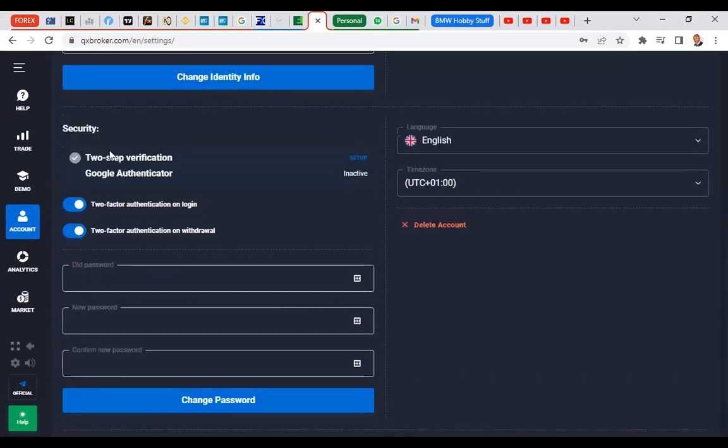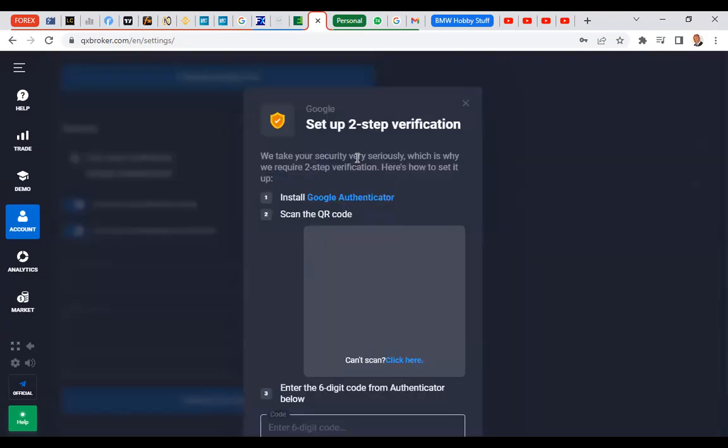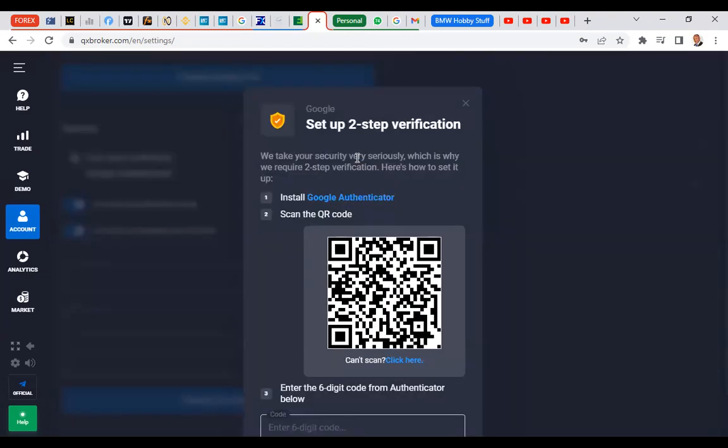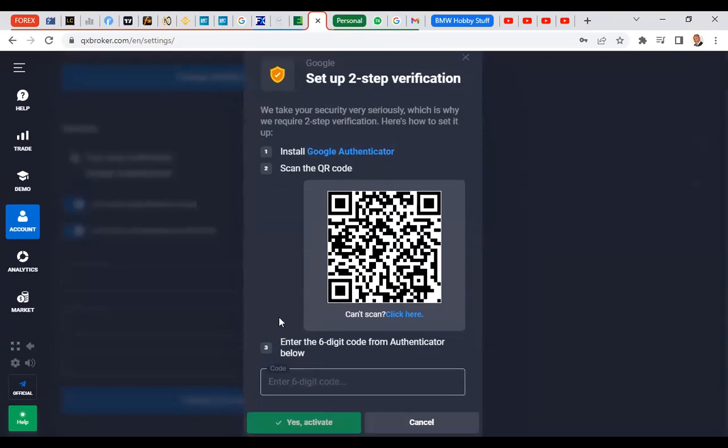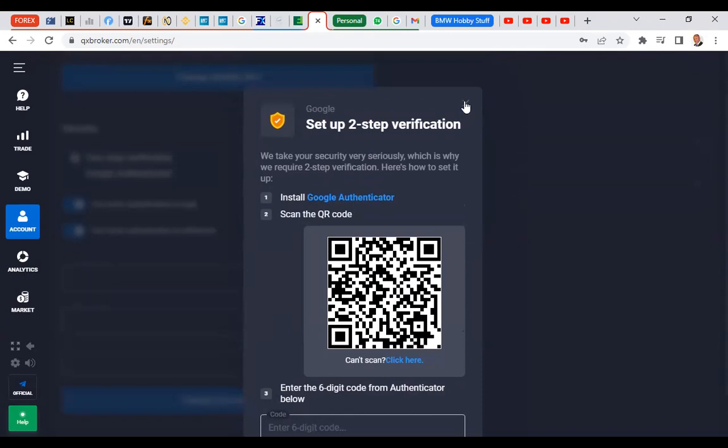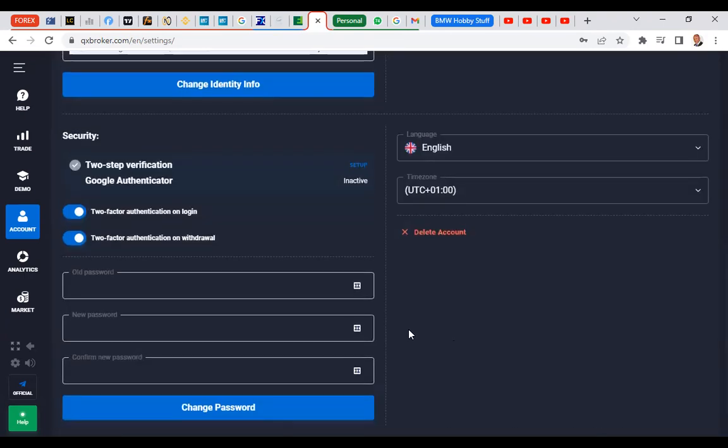And immediately you set up the system, it asks you for two-factor. It gives you the option to set up 2FA, two-factor authentication using Google Authenticator. Now you click setup here, and it gives you that to scan. You scan your QR code and all. So you set up your Google Authenticator here. I'm not setting up another one. I already did that.